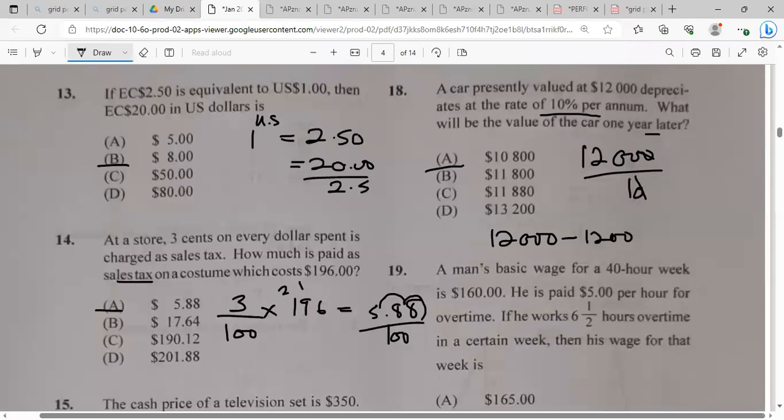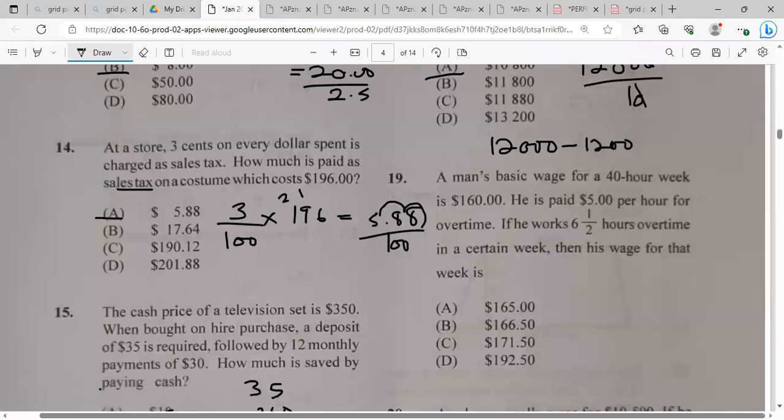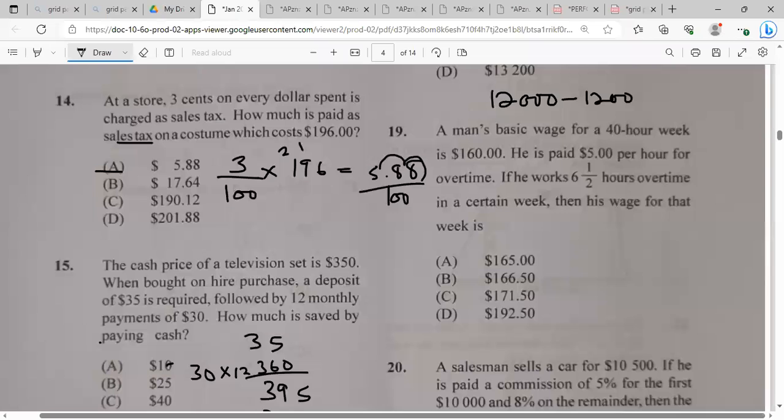A man's basic wage for a 40-hour week is $160. He is paid $5 per hour for overtime. If he works 6.5 hours overtime in a certain week, then his wage for the week is? All right, so first of all, let's work out the weekly wage. We know that he works for $160, they already worked that out for us. And they say it's $5 per hour and he works 6.5 hours.